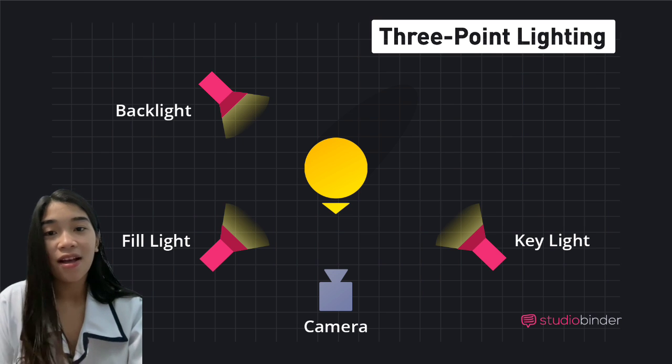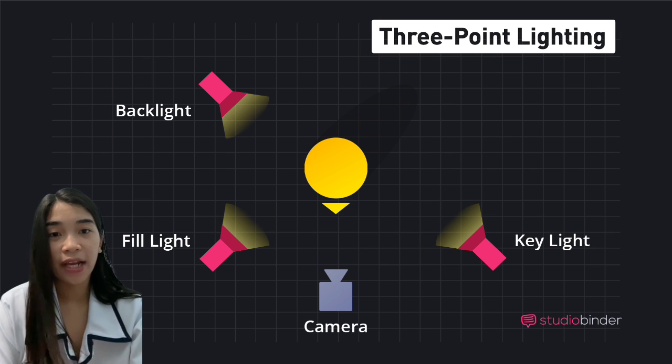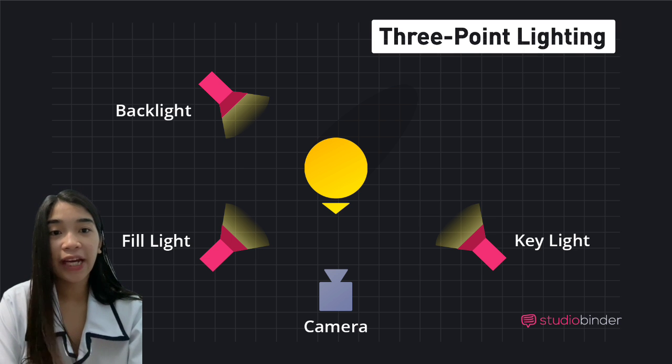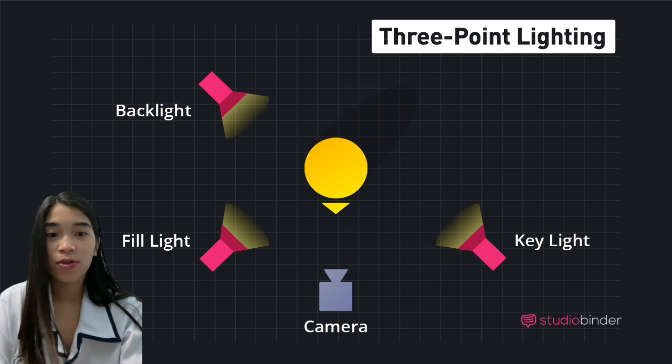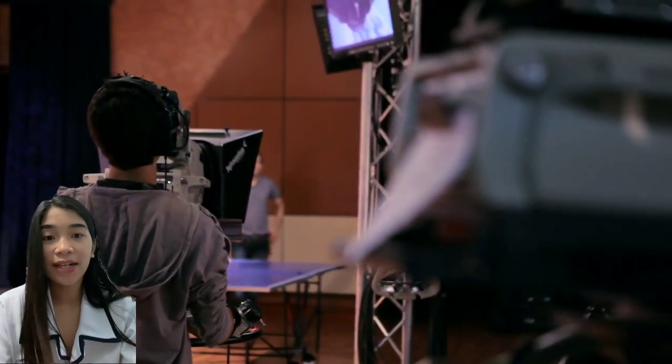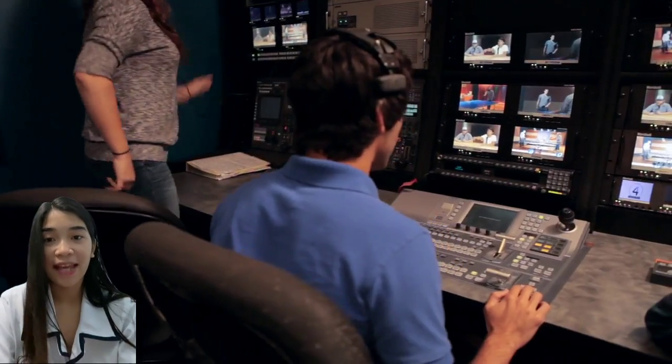The key light is the main light used on your subject. While the fill light, the purpose of this light is to fill in the shadows created by the key light, preventing them from getting too dark. And lastly, the backlight is used to separate the subject from the background. So here's a video of how to set up a 3-point lighting.